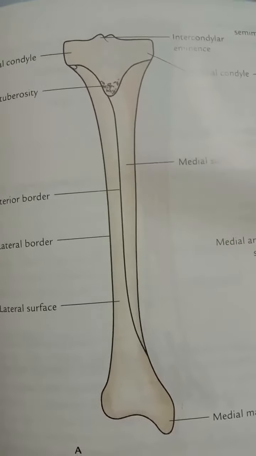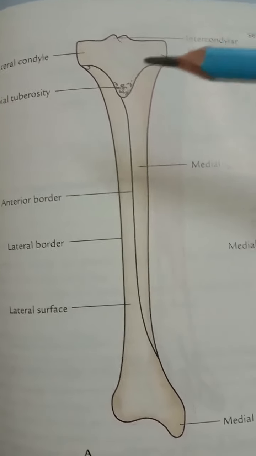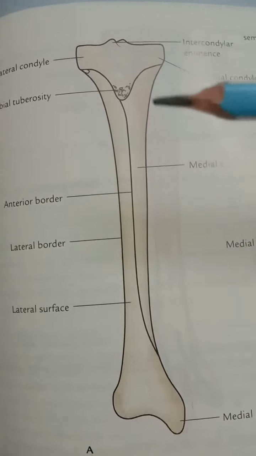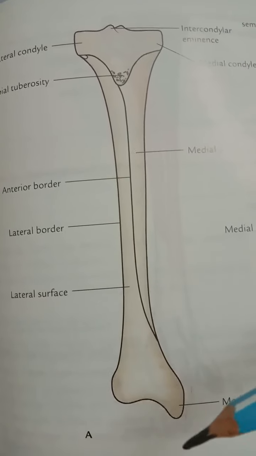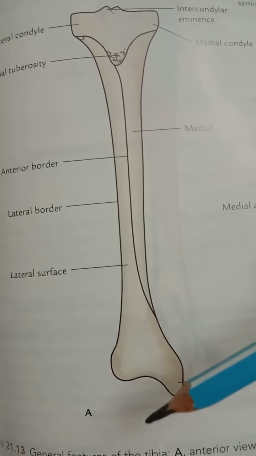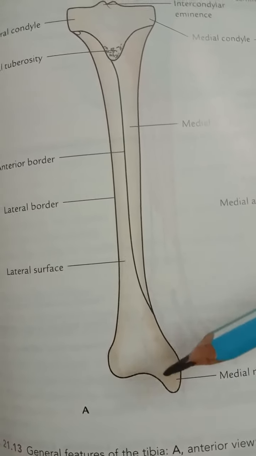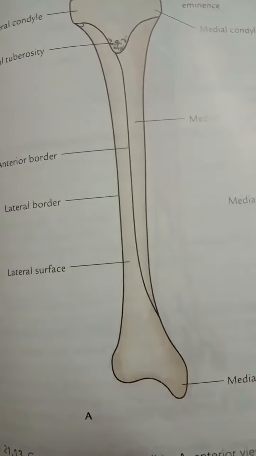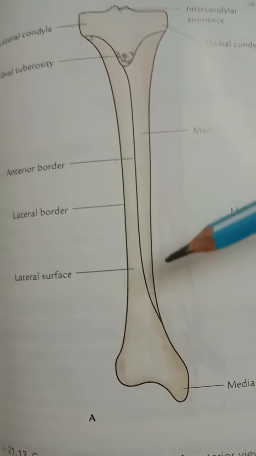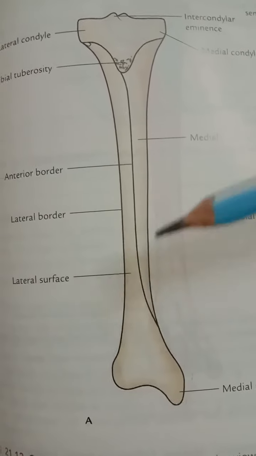Then next to it, the forward dislocation of the tibia on the talus produces a characteristic prominence of the heel. So here, and this is the commonest type of injury of the ankle. So these are the clinical points which are related with the tibia.